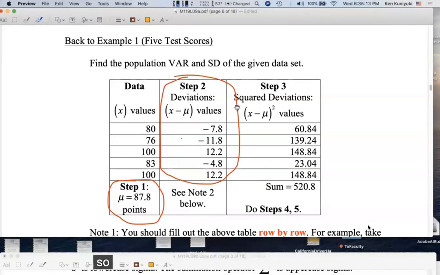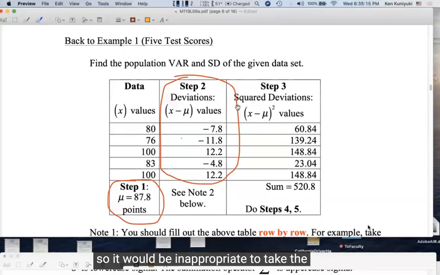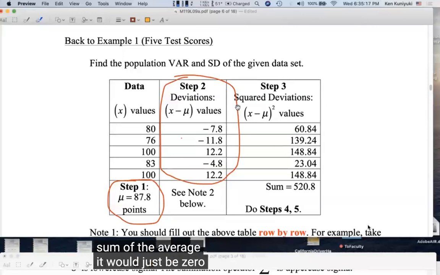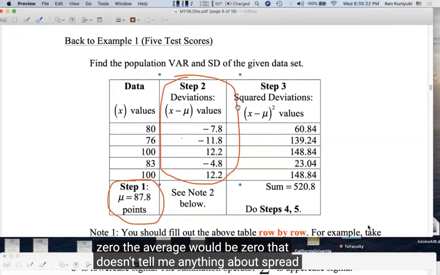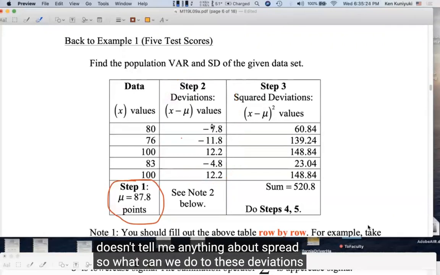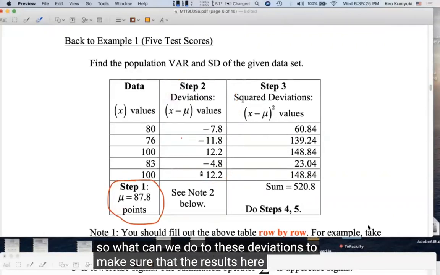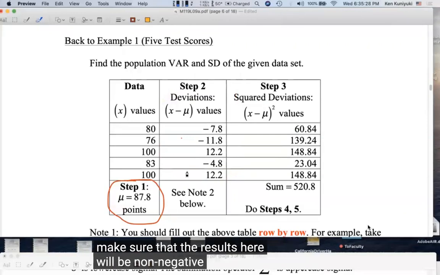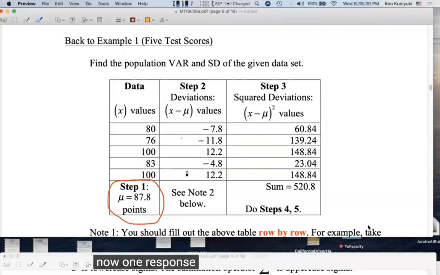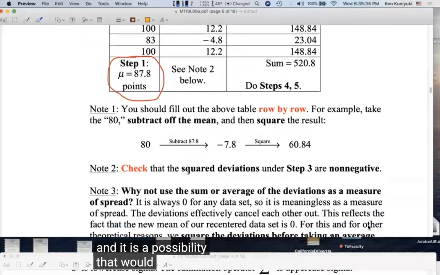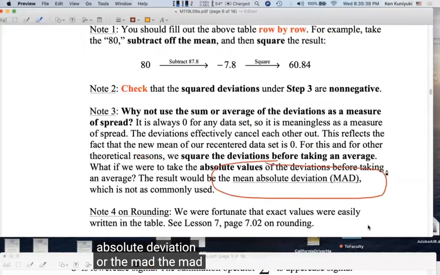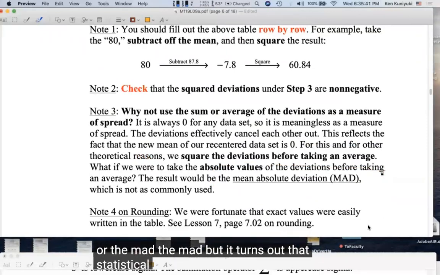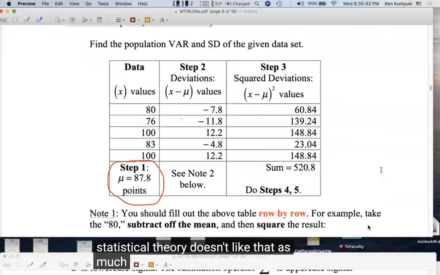So it would be inappropriate to take the sum or the average. It would just be 0. The sum would be 0, the average would be 0. That doesn't tell me anything about spread. So what can we do to these deviations to make sure that the results here will be non-negative? Now, one response might be absolute value, and that is a possibility. That would lead to what we call the mean absolute deviation, or the MAD. But it turns out that statistical theory doesn't like that as much.